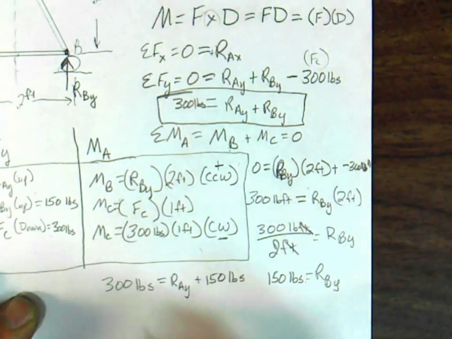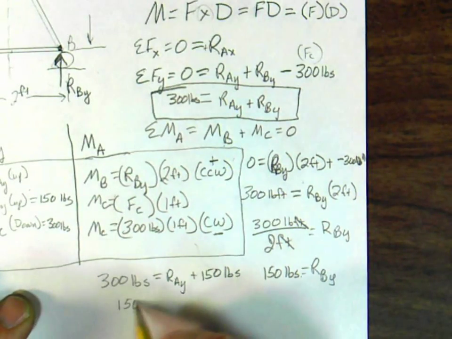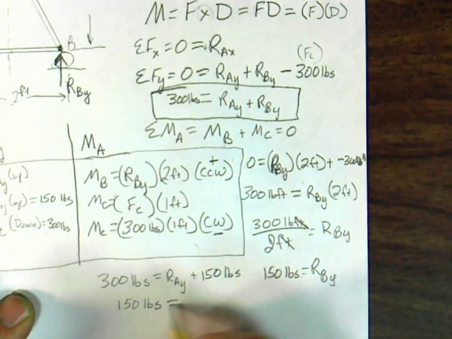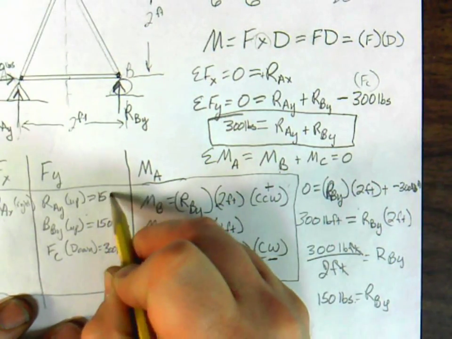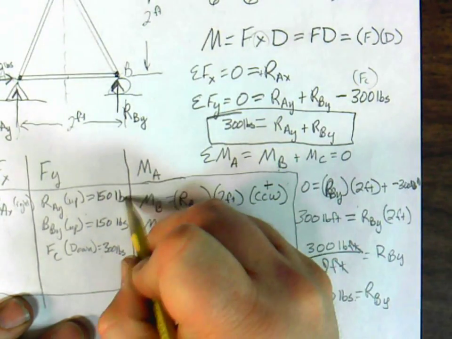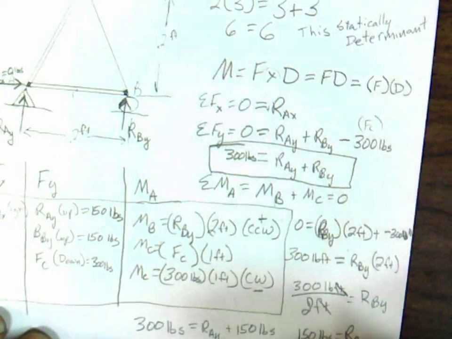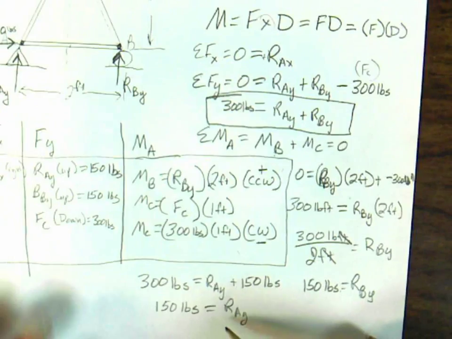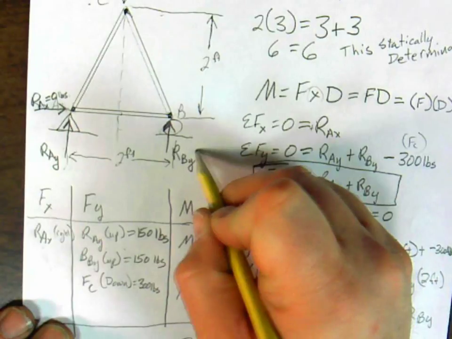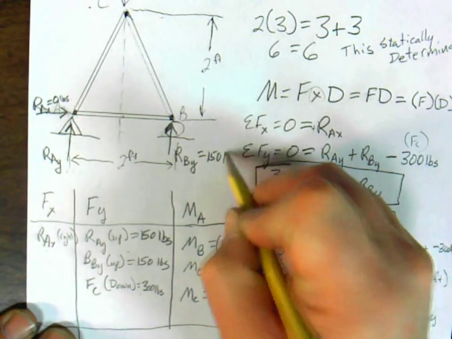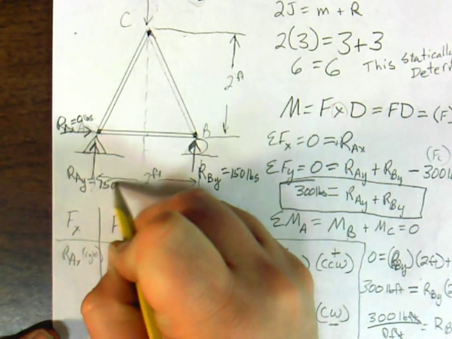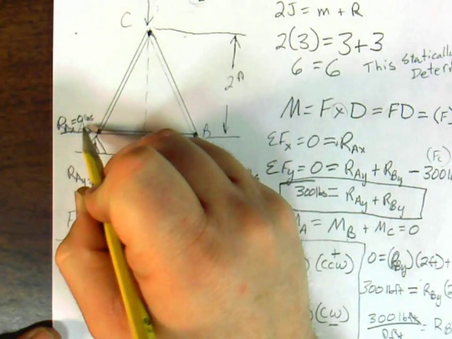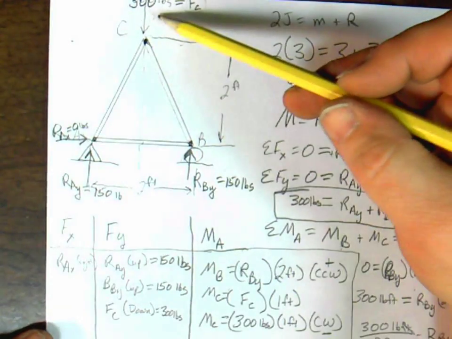We have solved all of these using reaction forces. We've gotten RBY here of 150 pounds. We've got RAY here, which is 150 pounds. We've got RAX equal to 0 pounds. And of course, we started out with 300 pounds over here. Everything has been solved, and we are good for the reaction forces. We're going to come back here in a few minutes, and we will then use that to determine our internal forces on each of these joints.